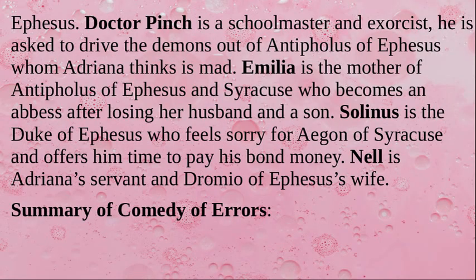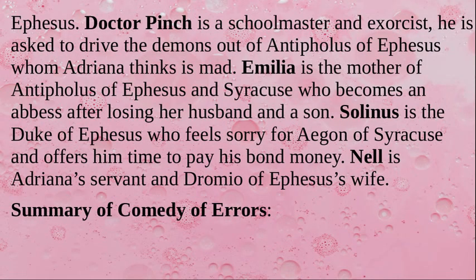Amelia is the mother of Antipholus of Ephesus and Syracuse, who becomes an abbess after losing her husband and sons. Solinus is the Duke of Ephesus, who feels sorry for Aegon of Syracuse and offers him time to pay his bond money. Nell is Adriana's servant and Dromio of Ephesus' wife.